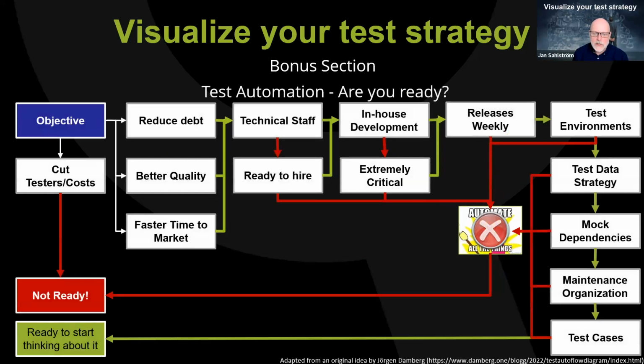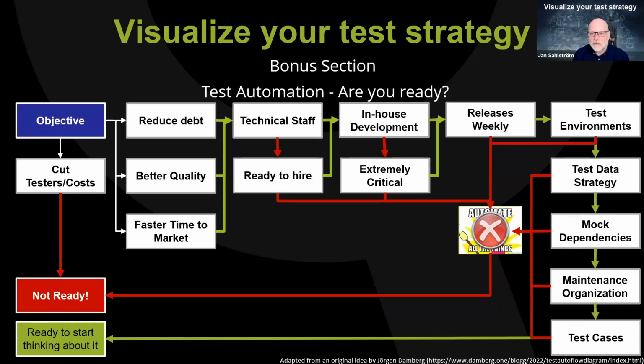This is something that I've shamelessly stolen from Jürgen Damberg. All credits to him. These are some steps that you can go through if you want to see if you're ready or not to actually start automating. What is your objective for automating? Is it to cut costs and fire testers? That's a bad start, definitely. If it's to reduce debt, have better quality, or faster time to market, okay, move on.